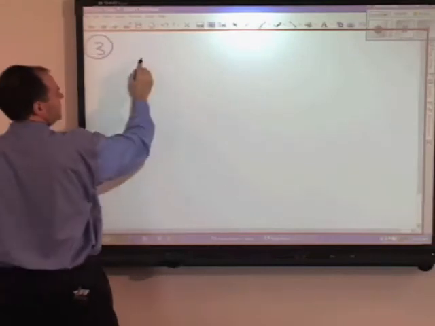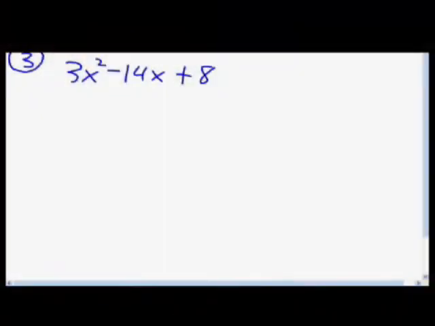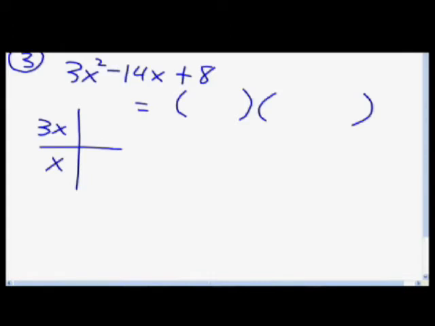Question 3. 3x squared minus 14x plus 8. If you would like to take a minute to try this on your own before continuing with the video, feel free to pause the video for a moment. We're expecting this to break down as the product of two binomials. We're looking for two numbers that multiply to 3x squared. Easy enough, 3x and x. We're looking for numbers that multiply to give us 8. Again, there are many options: 1 and 8, 8 and 1, 2 and 4, and 4 and 2.